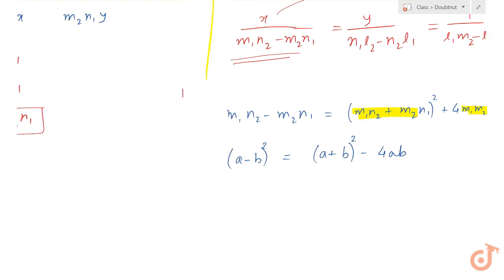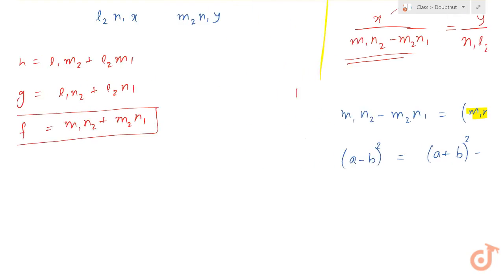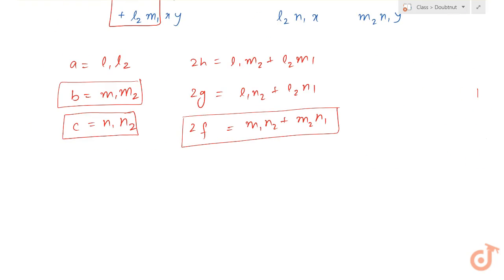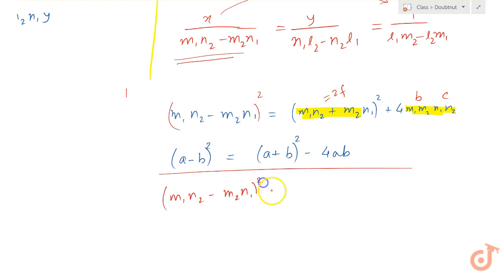M1 M2 and N1 N2, all those values I know. So the first term here is equal to 2f, and M1 M2 into N1 N2 is b into c, right? One is equal to b, one is equal to c. So I can say M1 N2 minus M2 N1 whole square must be equal to 4f square minus 4bc.